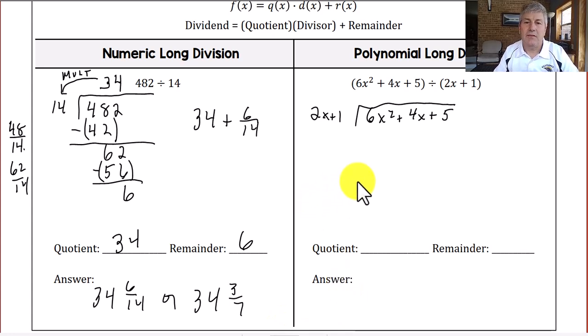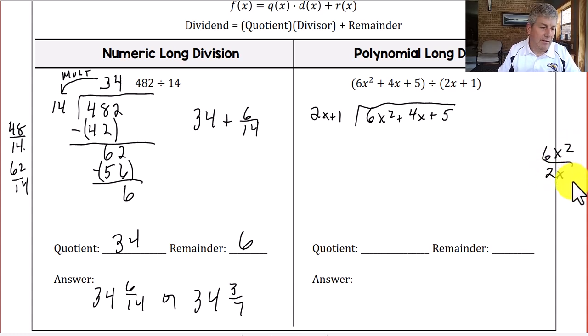So our process stays the same with polynomial long division. We're going to do the exact same thing, but now we're just going to use the 2x plus 1 as our divisor. That's going to drive our division. What I usually do is what I did with numeric long division, I ask myself, what's 6x squared divided by 2x? And that simplifies to 3x. So then I have 3x.